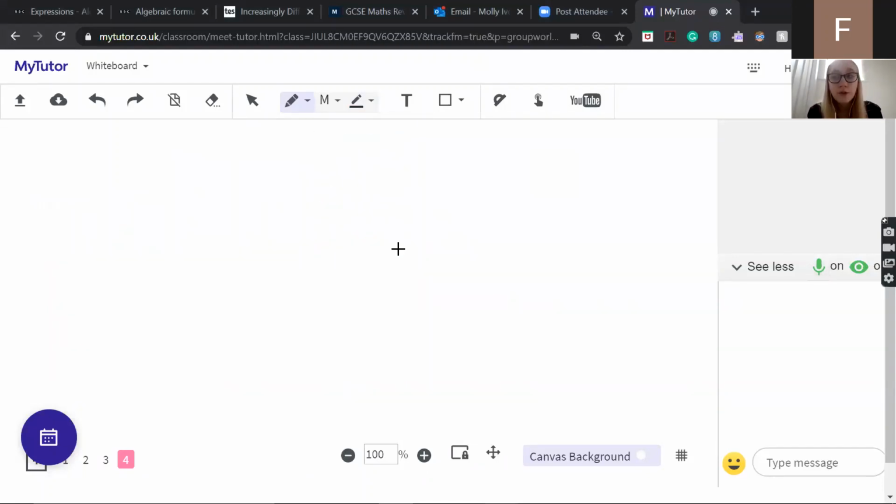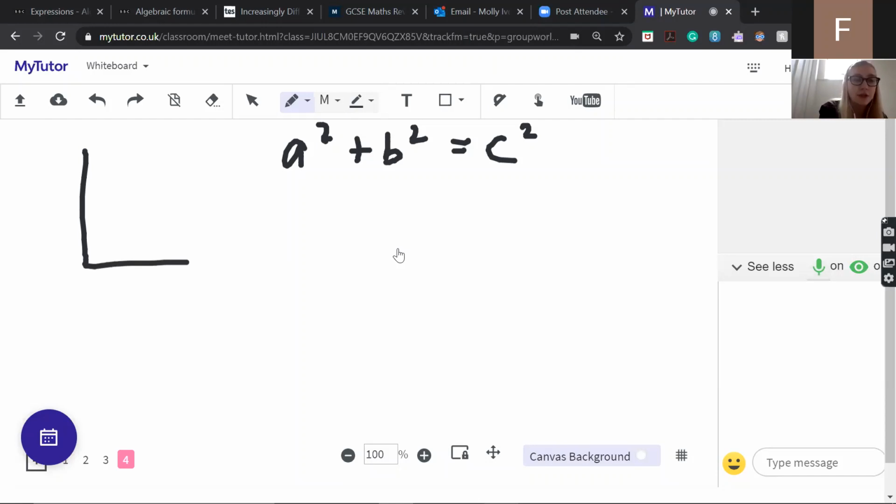Rearranging, or changing the subject, is basically when we have a formula. For example, say you have the cosine rule, where you've got a squared equals a load of stuff, and say you want to find the angle. Maybe if you haven't done the cosine rule, I'll do it with Pythagoras. In Pythagoras, we're doing a squared plus b squared equals c squared, which is great if you want to find the length of the hypotenuse. What if we have the length of the hypotenuse and we want to find the length of one of the other sides? Well, then we're going to rearrange it.